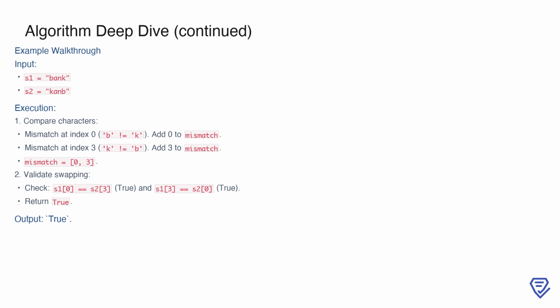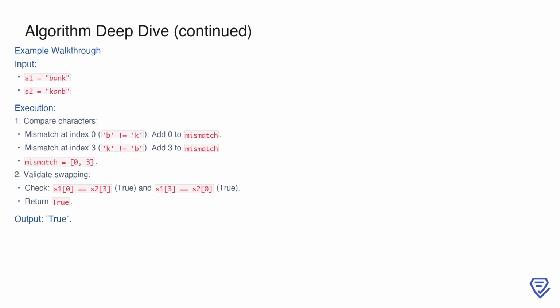At index 0, the characters differ, B in S1 and K in S2. We record this mismatch by adding index 0 to the mismatch list. At index 3, there's another mismatch, k in S1 and b in S2. We add index 3 to the mismatch list as well. At this point, mismatch contains 0, 3.